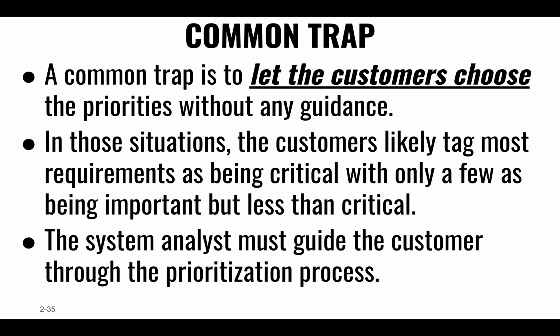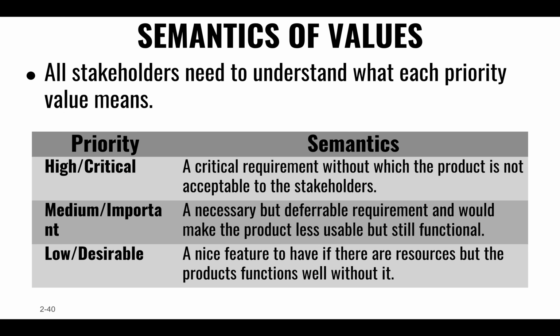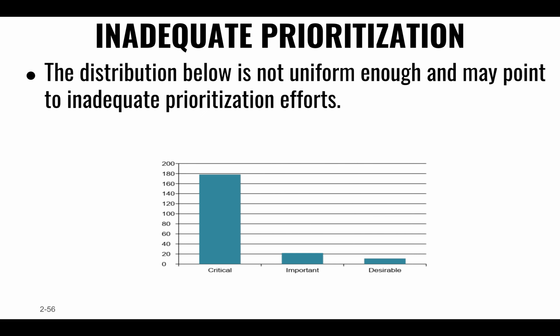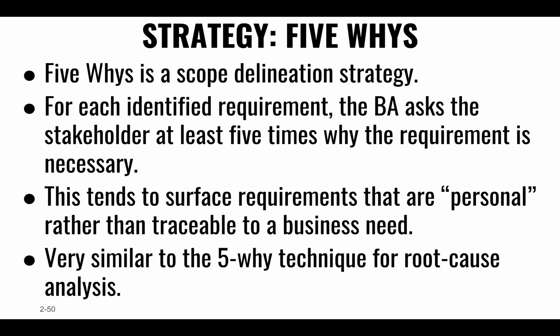A common trap is that you leave it all to the customer. The customer chooses, and if the customer chooses, everything is critical, right? They come up with something like this, where everything's critical, and you have very few that are important and desirable. But ideally, we would help these folks come up with something that has more of a curve, a more evenly distributed curve.